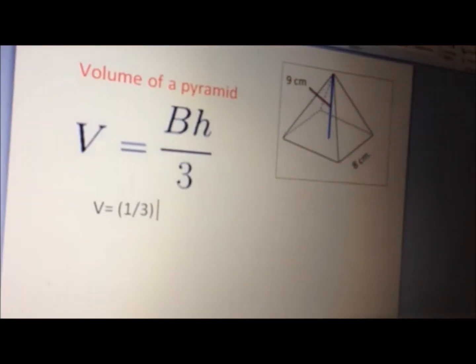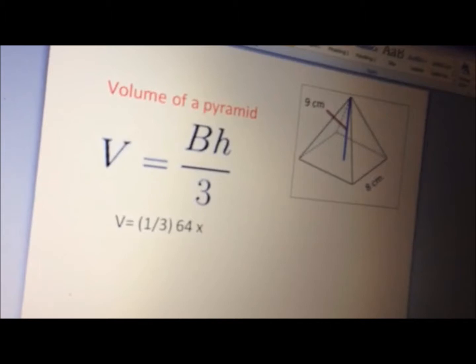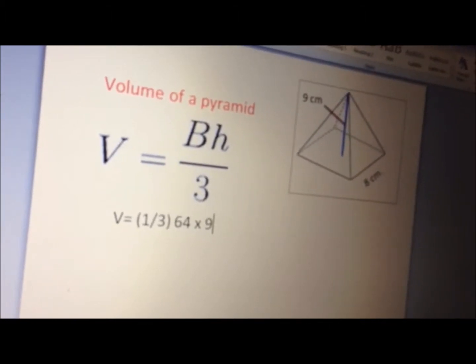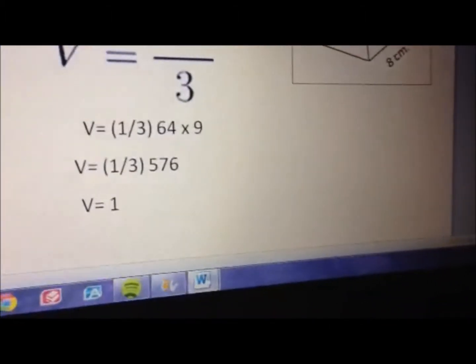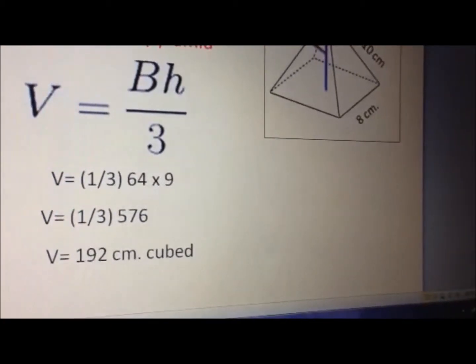Then we have the area of the base, which is 64 centimeters, times the height of 9. Then when you divide by 3, you get 192. The volume is 192 centimeters cubed.